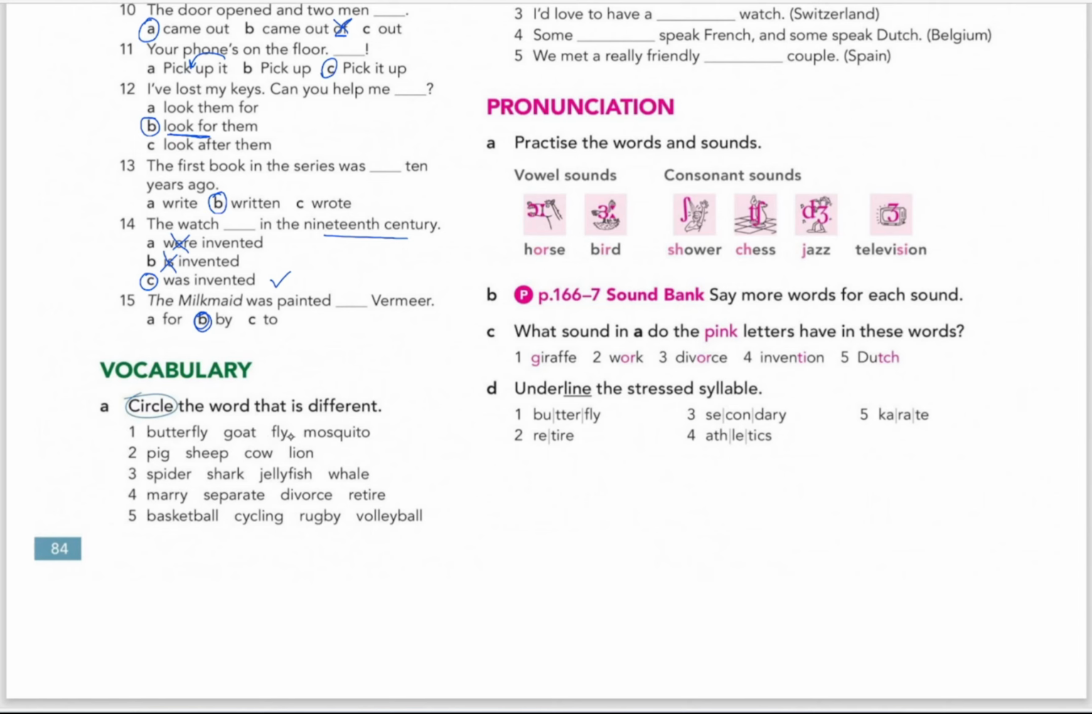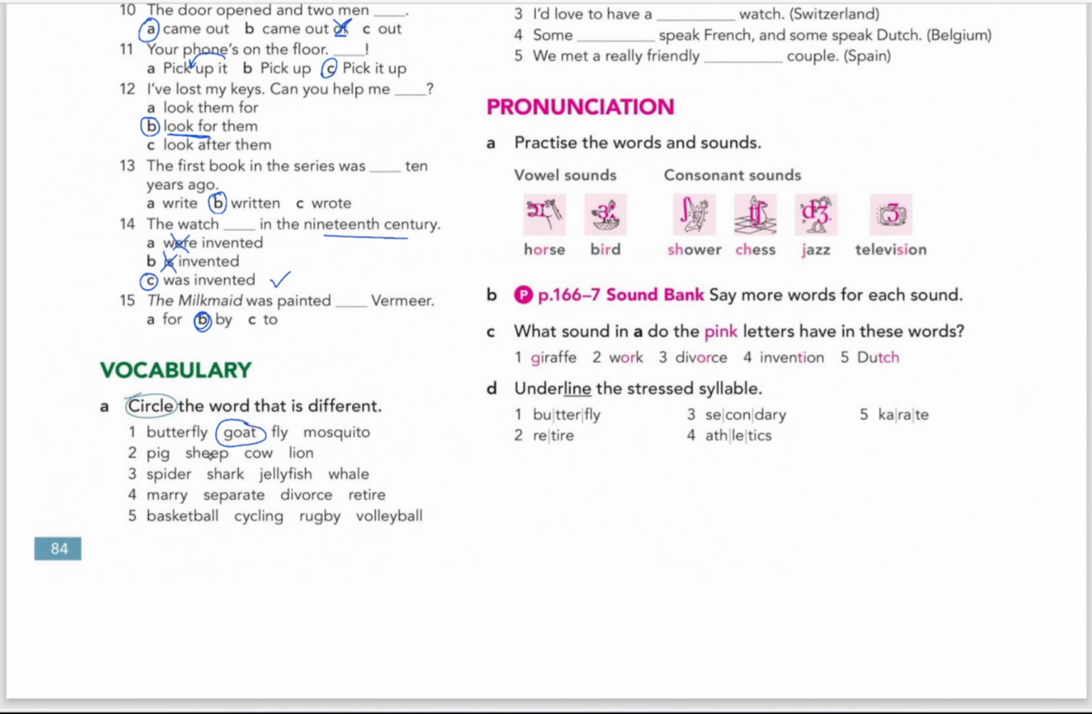The vocabulary, circle the word that is different. Butterfly, goat, fly, mosquito. So if you look here, butterfly, fly, and mosquito, they are insects. But goat is a domestic animal. So that was different, obviously. Three of them are the same category, which are insects. But goat is a different category. That's why we're circling it.